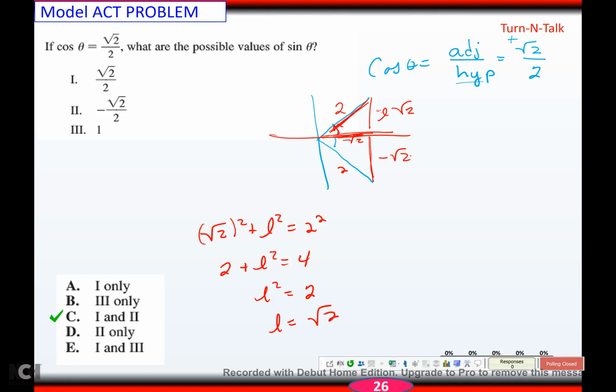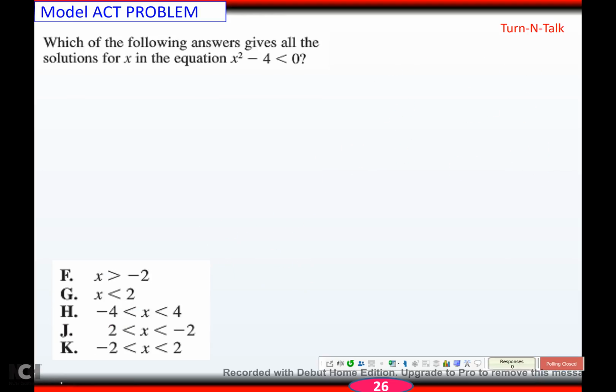But it could give me a positive square root of 2, or I could go down a square root of 2, which would make, again, if I'm looking at this angle, sine of that would be opposite, which is the square root of 2, over hypotenuse, which is 2. And the other one, sine theta down here, would be, I mean, a negative square root of 2 over the hypotenuse, which would be 2. So it's got to be 1 and 2. Okay. All right. Hit pause. Come back when you're ready.